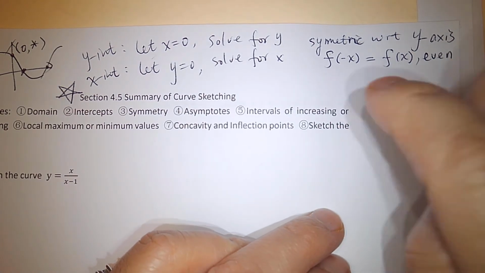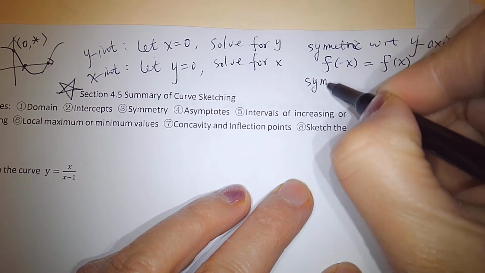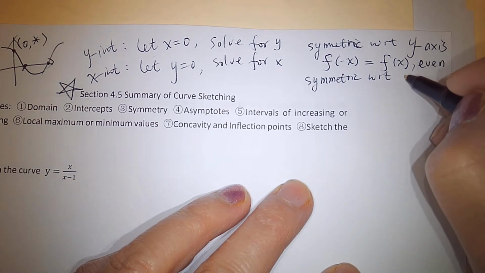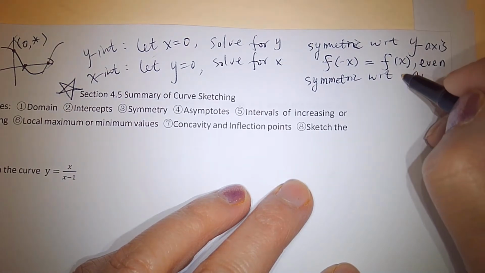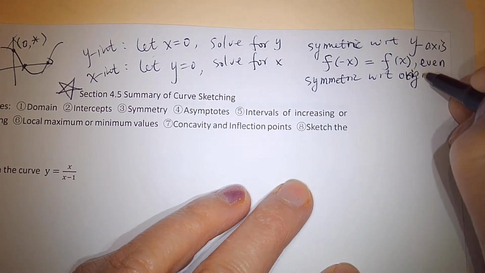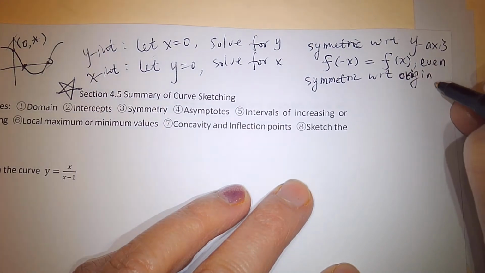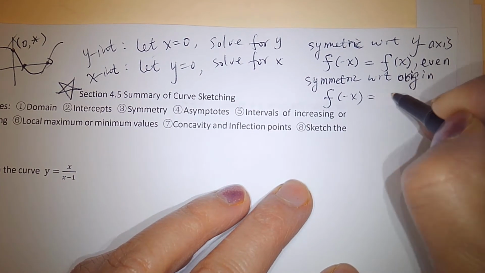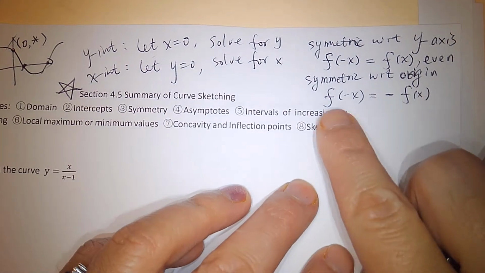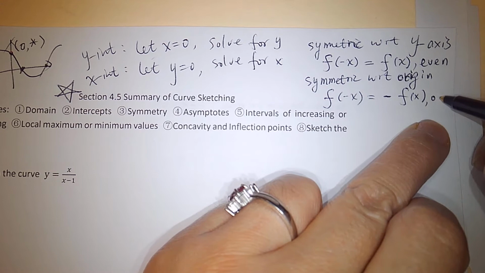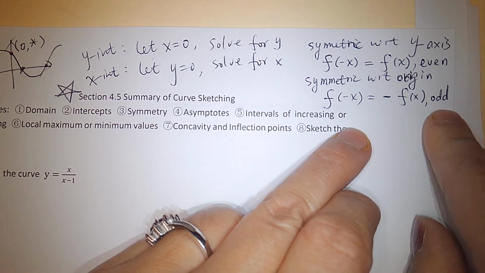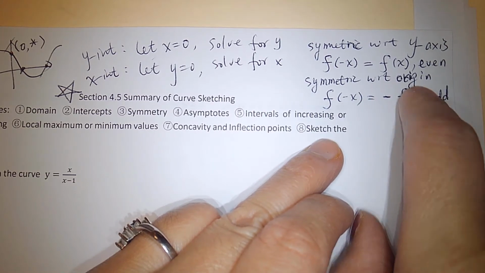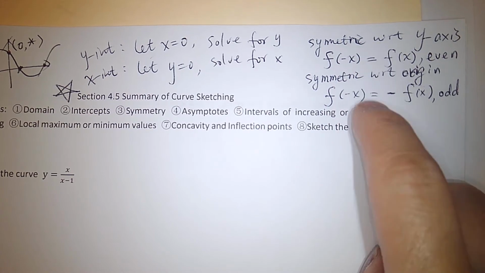Well, there's another type of symmetry, symmetric with respect to the origin. O-R-I-G-I-N, okay? So, if a function satisfies f of negative x equals negative f of x, this type of function we call an odd function, okay? An odd function's graph is symmetric with respect to the origin, okay? Alright, so these are the 2 types.